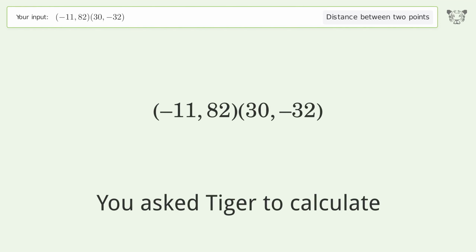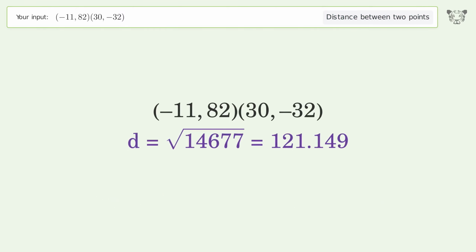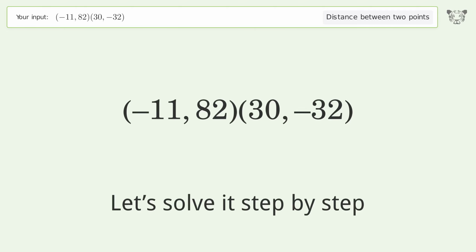You ask Tiger to calculate. This deals with the distance between 2 points. The distance between the 2 points is the square root of 14,677, or 121.149. Let's solve it step by step.